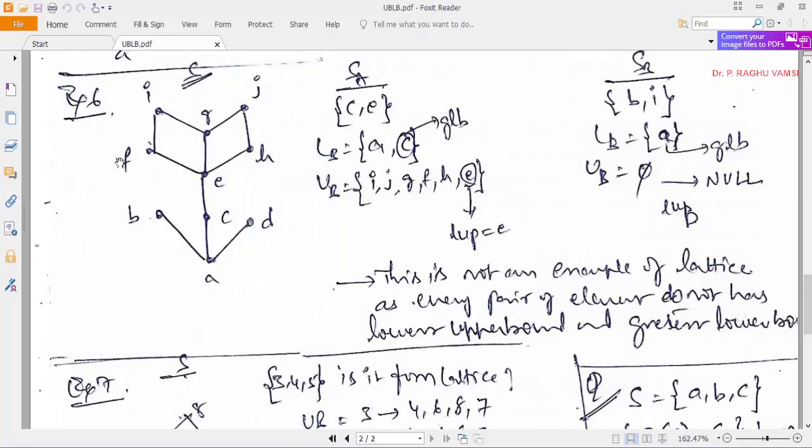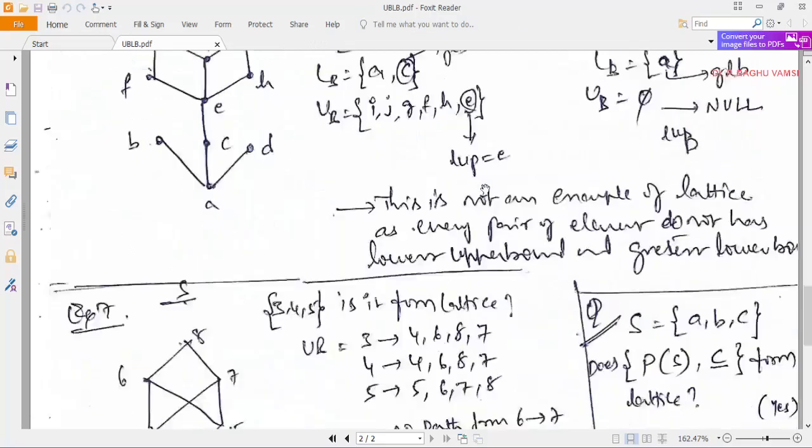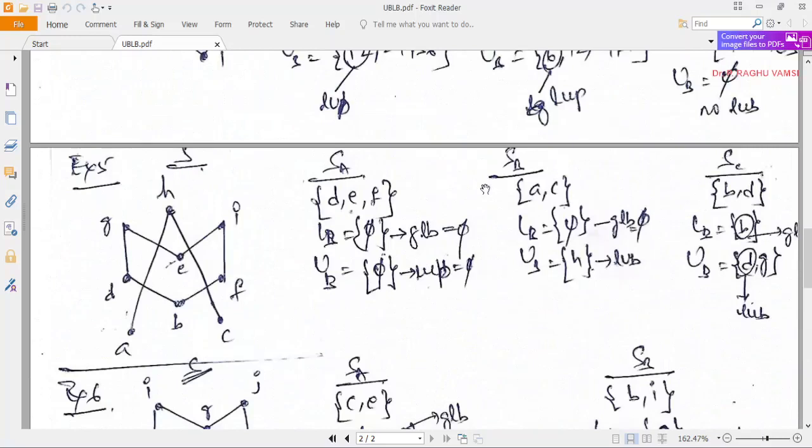So in the examples discussed so far, this particular diagram, that is example 6, won't form a lattice. At the same time, in the fifth example, for the subset B and D, we got the lower bound and upper bound as well as the greatest lower bound and lowest upper bound. But for the pair A comma C, we got the lower bound as null, and we cannot get the greatest lower bound. So that is the reason this particular diagram will also not represent a lattice.